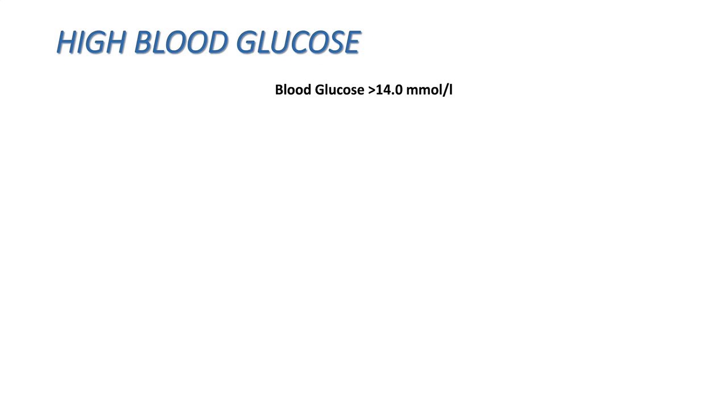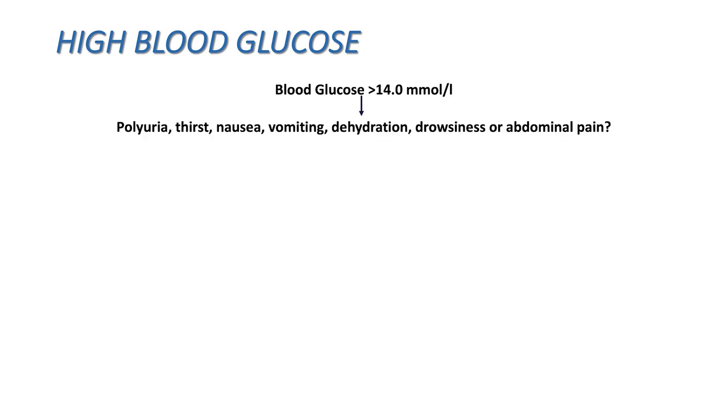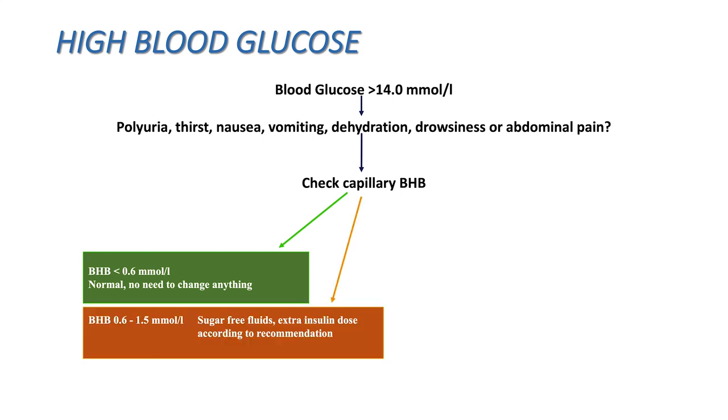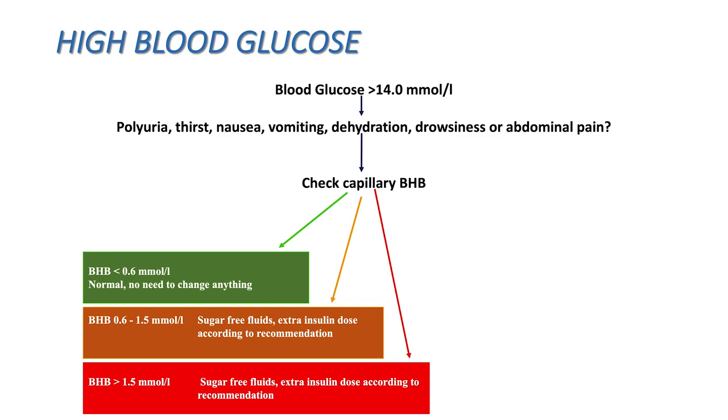With blood sugar above 14, you should always be aware of any signs of DKA: is there polyuria, nausea, vomiting, dehydration, abdominal pain? And the second thing, you check capillary BHB level. If it's below 0.6, there is no need to change anything, it's normal. If it's between 0.6 and 1.5, you may offer your patient sugar-free fluids, and even an extra insulin dose may be required. If it's above 1.5, again, sugar-free fluids and extra insulin.